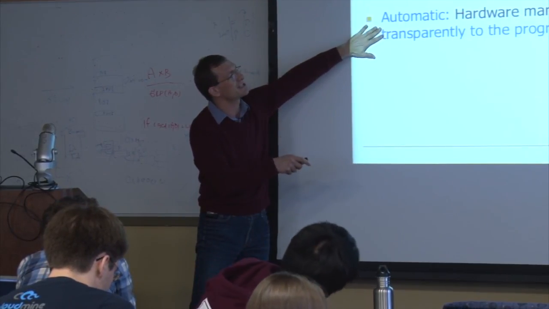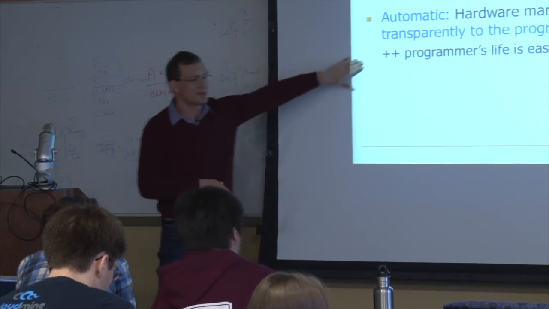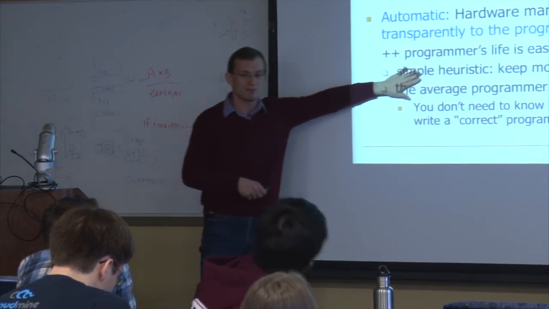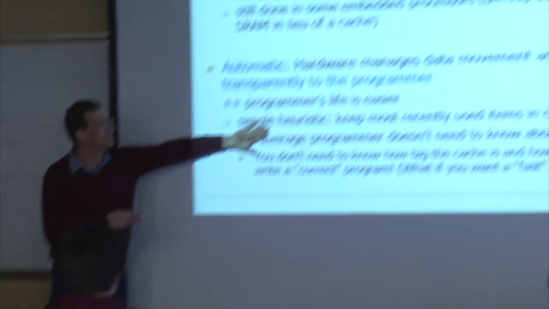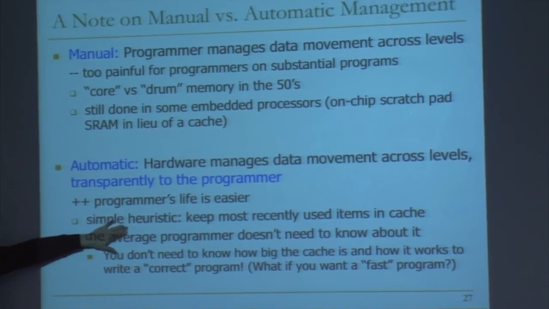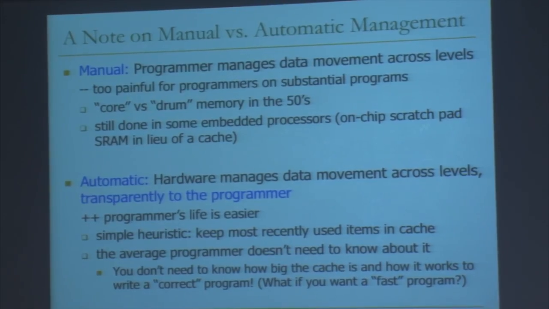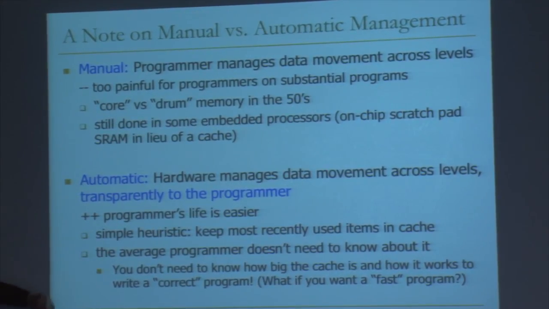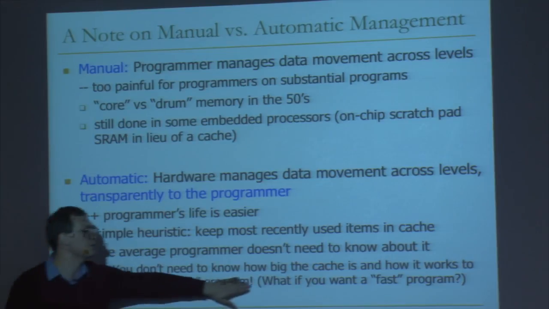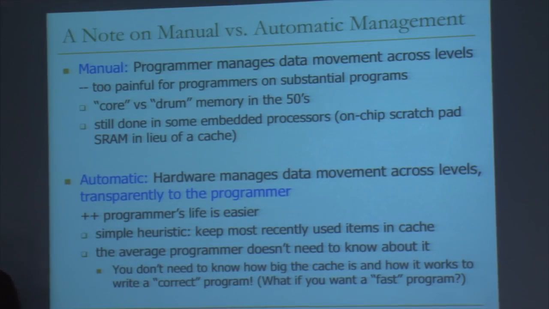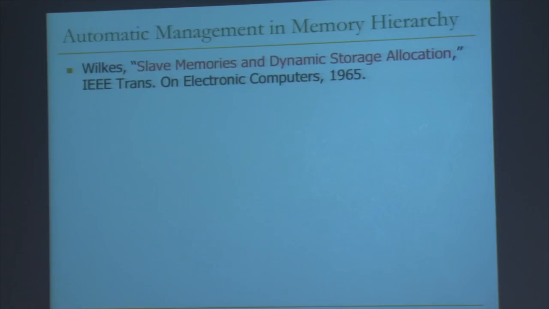If it's automatic, the hardware manages the data movement across levels transparently to the programmer. The big upside: the programmer's life is easier, and people have used a simple heuristic for a long time. Keep the most recently used items in the cache. This follows the temporal locality principle, right? We'll see some other heuristics later on in terms of what data to keep in the caches. The upside is the average programmer doesn't need to know about it. To write a correct program, you don't need to know how big the cache is. But if you know how big the cache is, perhaps you can write a fast program. Perhaps you could try to optimize your data structures such that they fit in the cache. And people try to do that as much as possible.